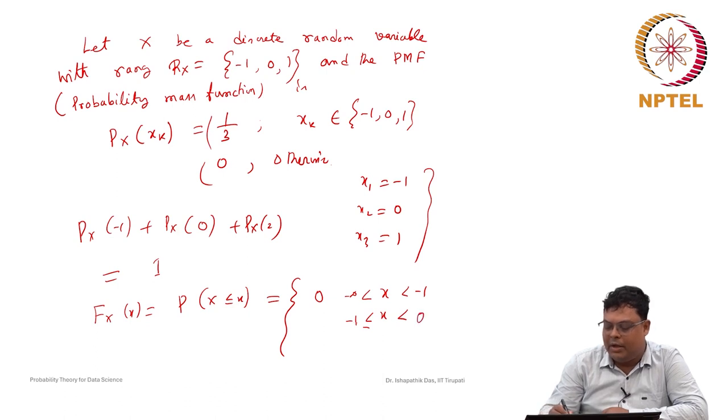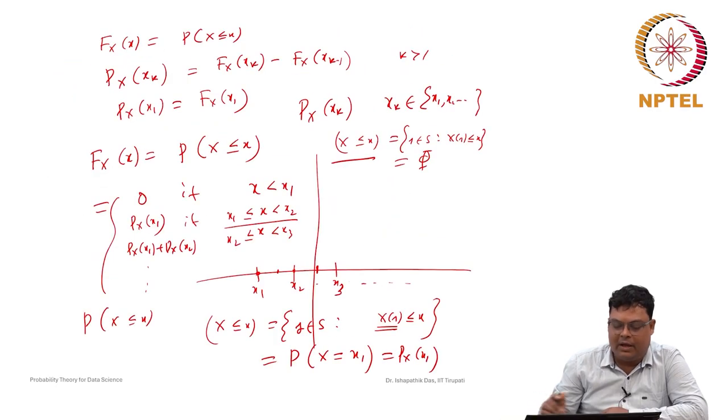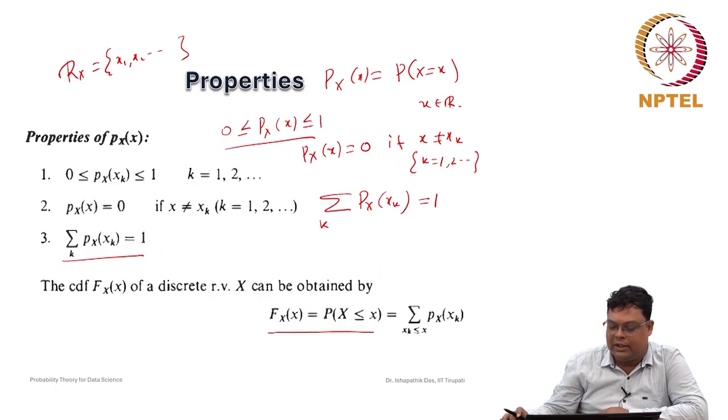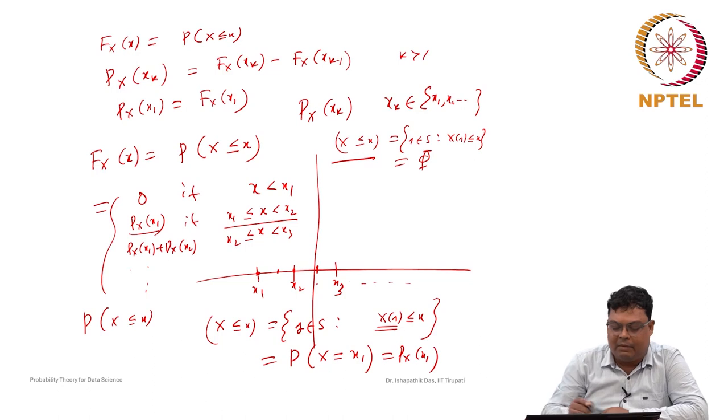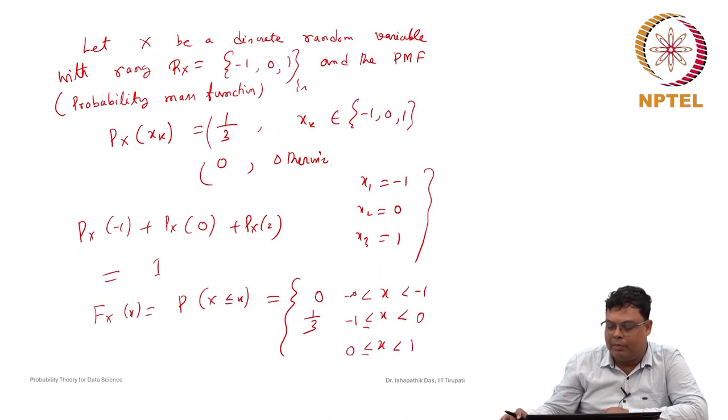So, what will be the value? It is nothing but px of x1, which is px of minus 1. And px of minus 1 is nothing but 1 by 3. Now, whenever x is in the next interval, greater than or equal to 0 and less than 1, it is nothing but px of x1 plus px of x2. This is called a uniform random variable because all probabilities are the same. So, it is 1 by 3 plus 1 by 3, which is equal to 2 by 3.